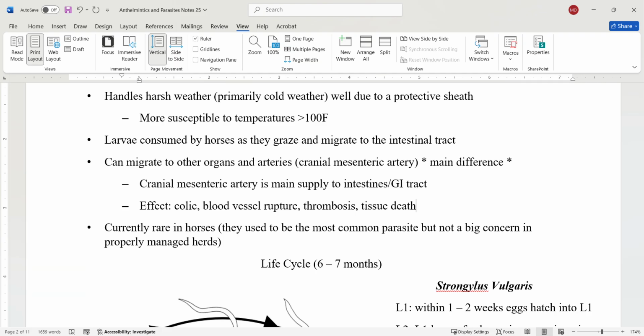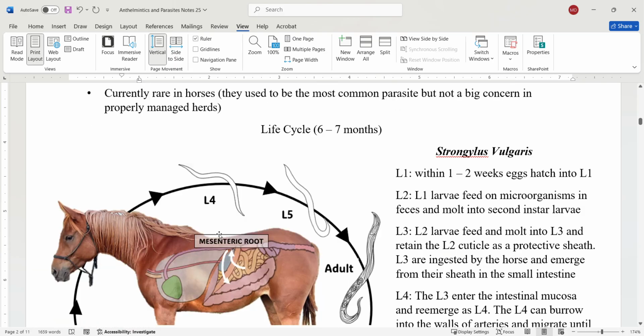The good news is that it is currently rare in horses. It used to be the most common parasite, but for horses that have been regularly dewormed, this parasite is still susceptible to every dewormer we have, so we rarely see them except in wild horses. If you are getting maybe a Mustang that has not been properly dewormed, this could be a concerning parasite. But for domestic horse populations who have been dewormed regularly, we should not see this as much.